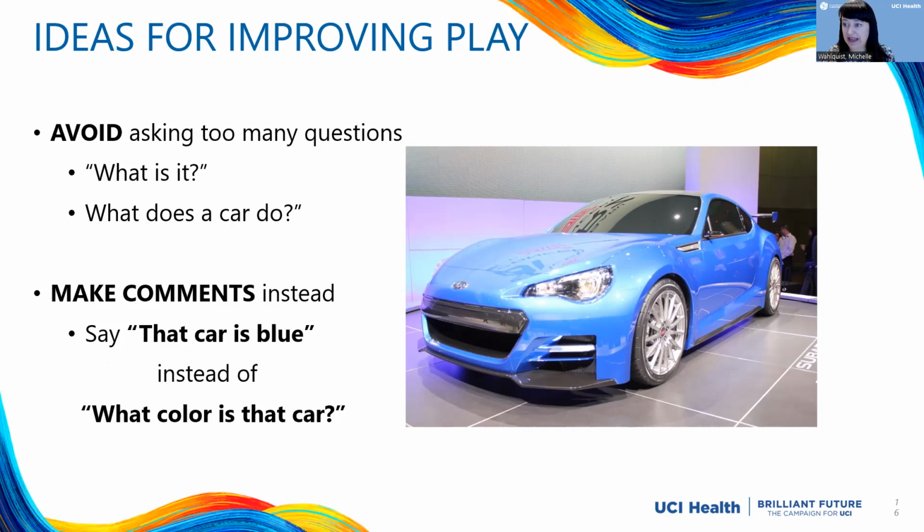And in those comments, I'm not only modeling to the child how you can engage with other people without using questions, but I'm also modeling new vocabulary like fast or blue, big, small, while the child has something in front of them that's very visual. So they can hear the language, they can see what it is I'm talking about, and that's how we end up learning more complex language.